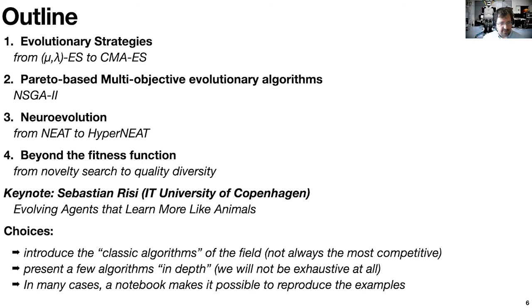Then there will be a keynote given by Sebastian Risi from IT University of Copenhagen. The title is "Evolving Agents That Learn More Like Animals". Sebastian has been doing very, very interesting work that mixes evolution, learning, and games. So he's mostly working with video games. In my talk, I will mostly present results from robotics, but Sebastian has been applying similar ideas to games.